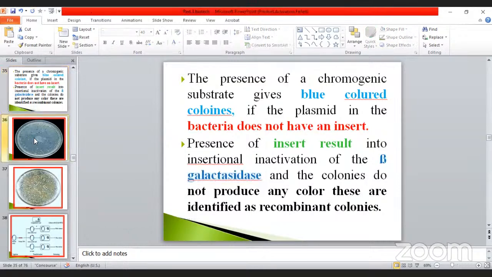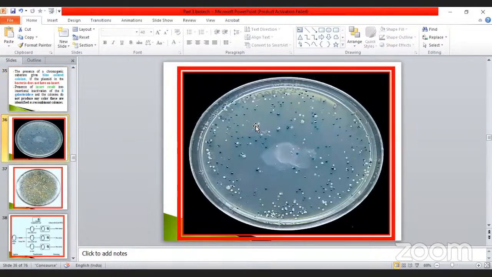See the next slide, you can easily understand. So this one is blue. Okay, this one is blue, isn't it? These blue colors are identified as not having any recombinant DNA inserted in this part. Suppose this one is white, isn't it? Those who are seeing the white color are considered to have the beta galactosidase inserted gene present in it. So this is the identification of the alternative forms.